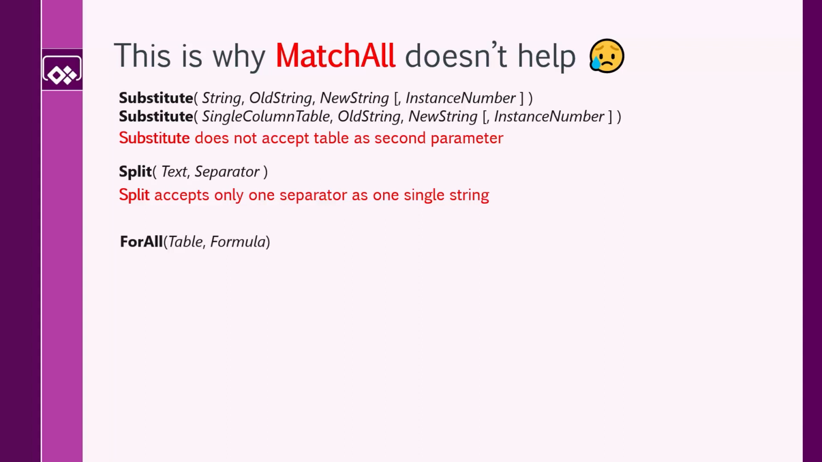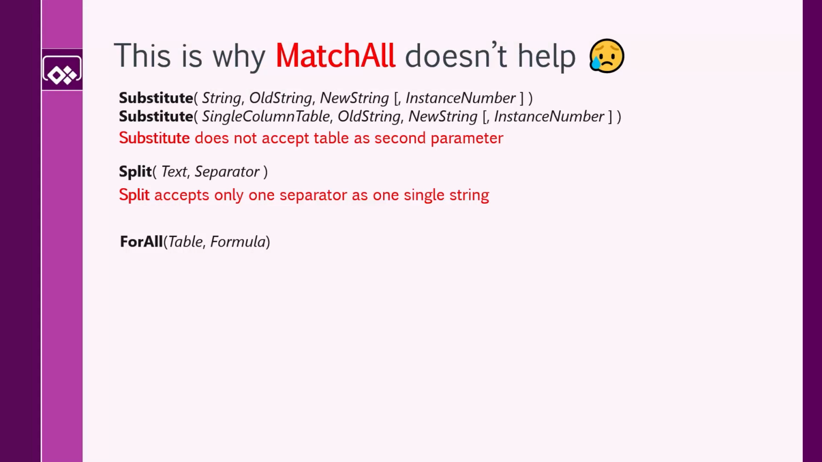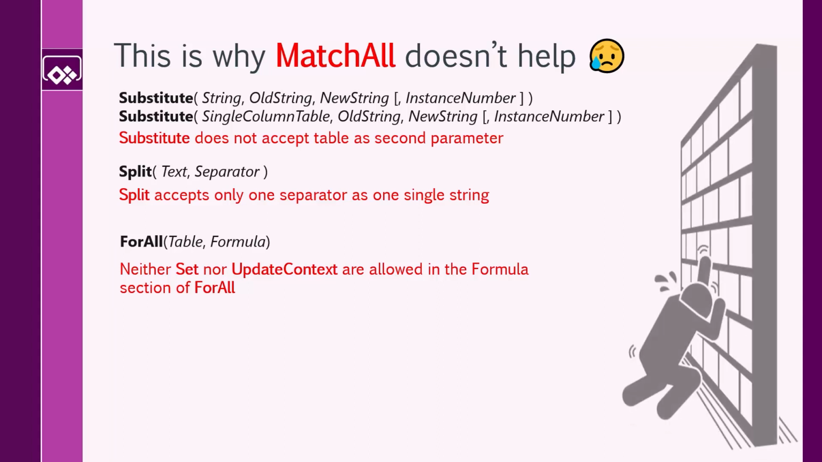Finally, let's say ForAll. Although it sounds like a silly option, probably we can use ForAll, and I have a table here, which is this table, and I can get every single one of them, loop through them using ForAll and replace all these characters. Well, yes, the only problem is that in reality, when you're using ForAll, you cannot use Set or UpdateContext inside the ForAll formula. So basically getting one string, replacing those values and putting it back in a different variable is not going to work for you. So we officially hit the wall.